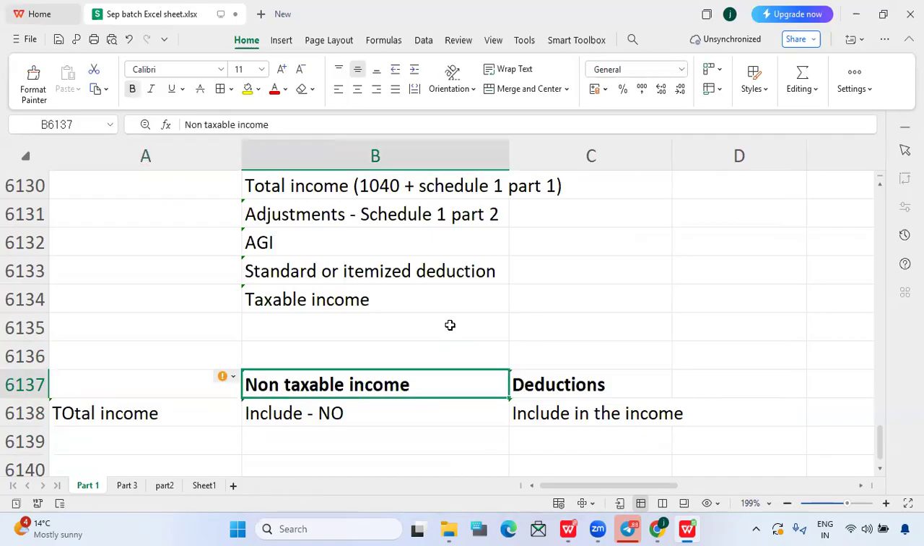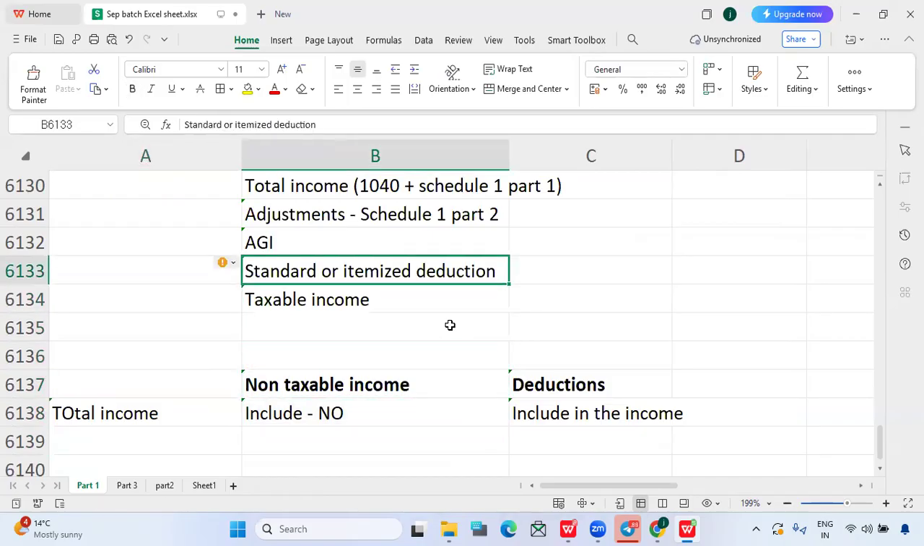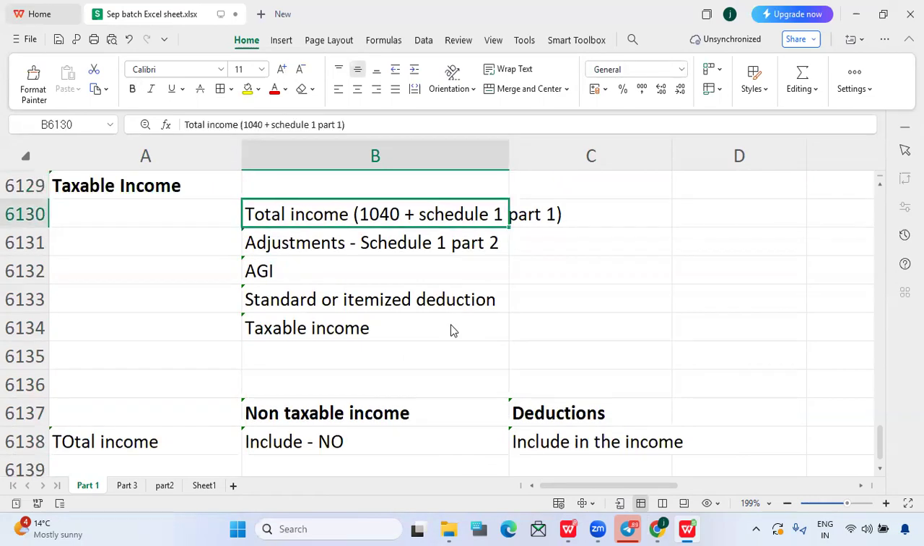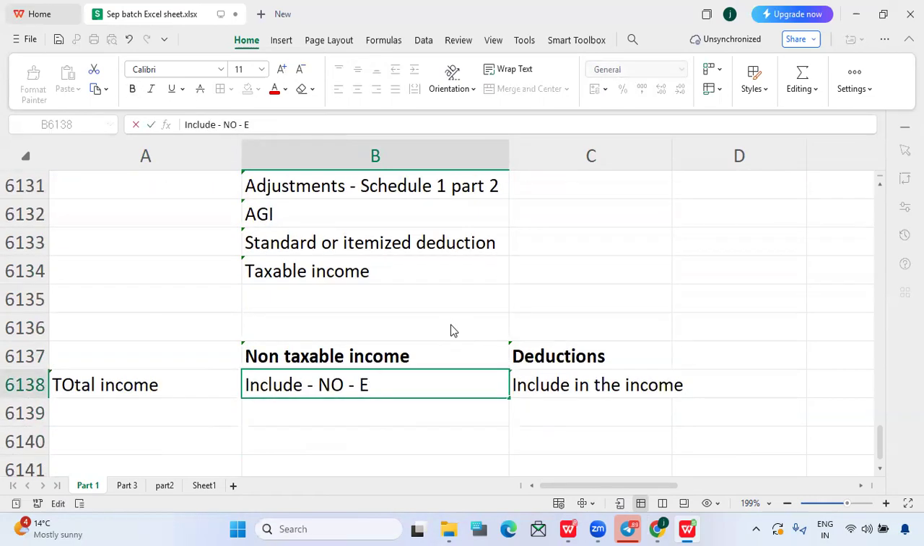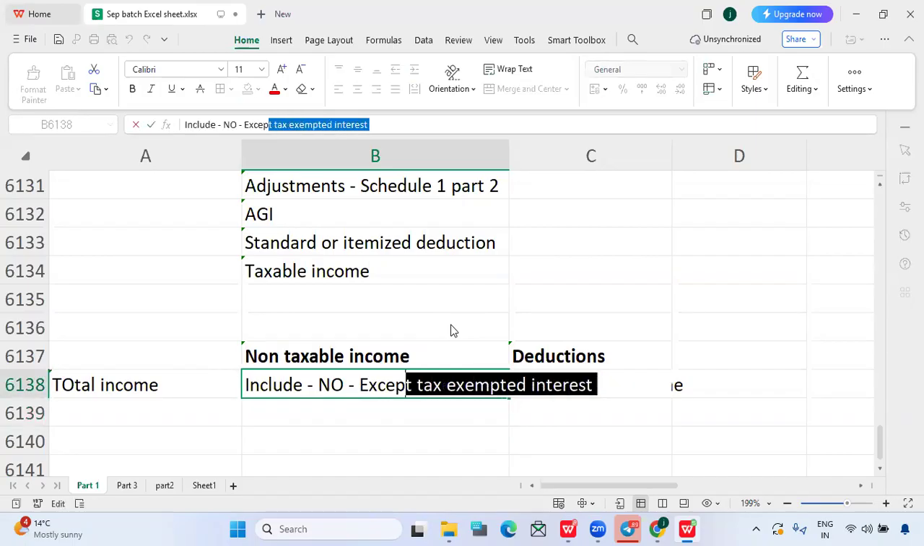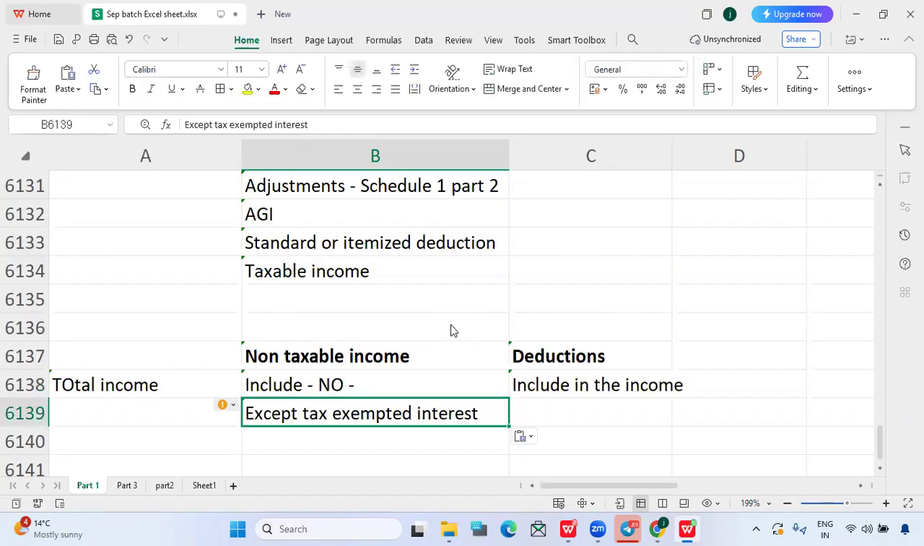Non-taxable income: do we need to include it in the total income? No, not at all. We need not include it, except tax exempted interest. So what is tax exempted interest? Tax exempted interest itself is non-taxable. We need not pay anything on the same. But tax exempted interest is the only specific item which we need to include in the total income.